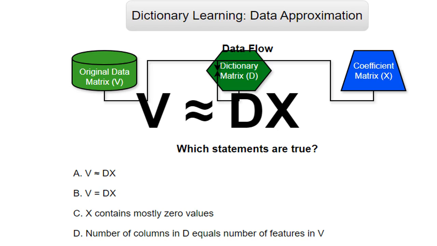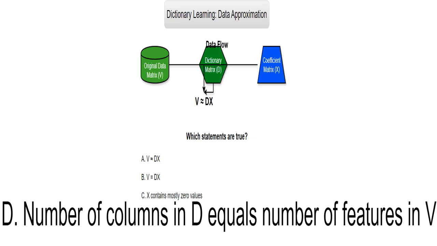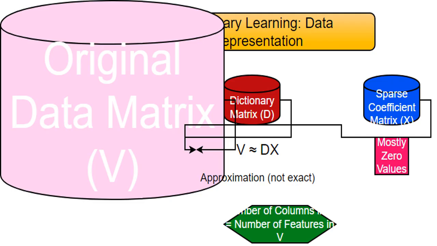This equation means I can approximate the original data, V, by multiplying the dictionary matrix, D, and the coefficient matrix, X. It's an approximation, not an exact match, because I aim for sparsity in X, more zeros. The number of columns in D matches the number of features in your original data, V. I need a building block for each feature. I see D as a collection of basis vectors. Think of them as fundamental building blocks. We use these blocks to reconstruct the original data. The number of columns in D matches the number of features in the original data.